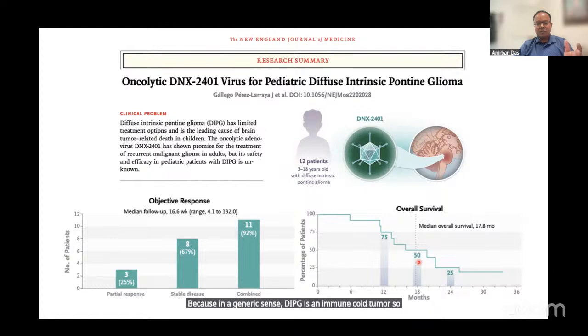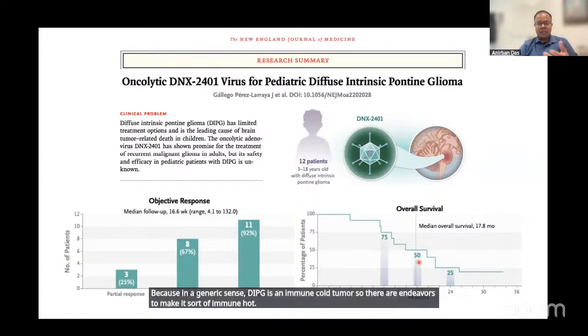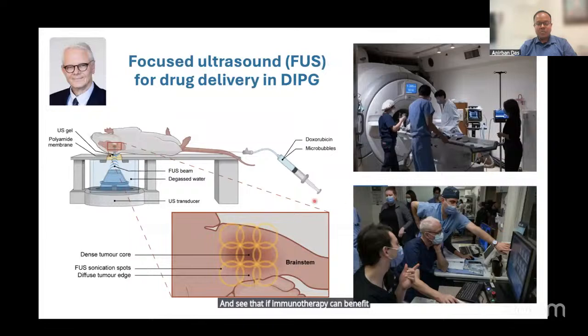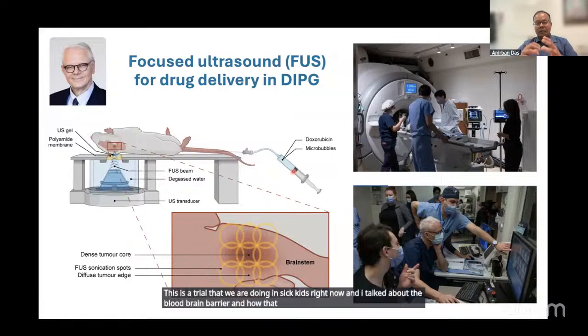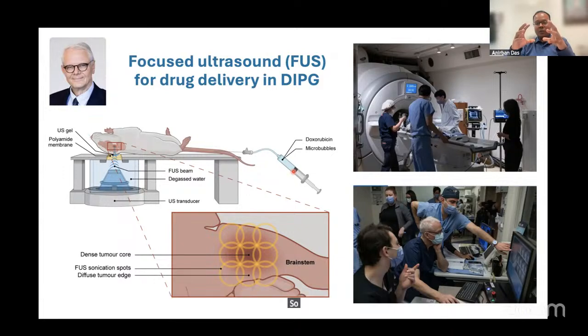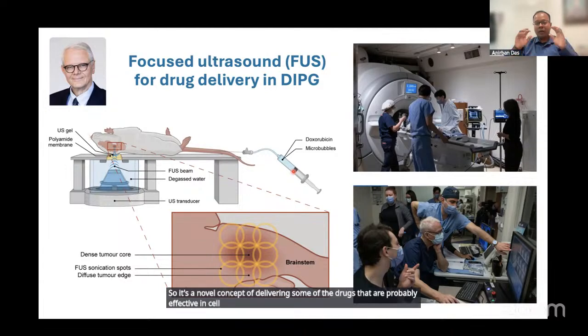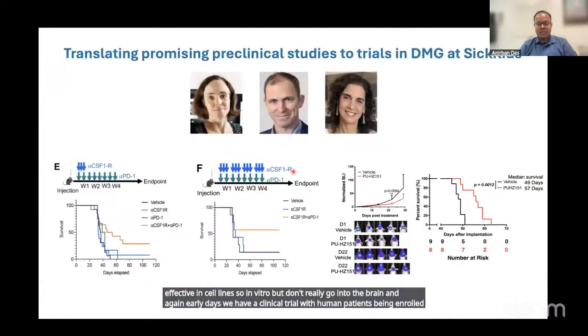So there are endeavors to make it sort of immune hot and see if immunotherapy can benefit some of these patients. This is a trial that we are doing at SickKids right now. And I talked about the blood-brain barrier and how that makes drug delivery difficult. Here it's a technology where people are using focused ultrasound to open the blood-brain barrier and allow drugs and molecules to go in. So it's a novel concept of delivering some of the drugs that are probably effective in cell lines, in vitro, but don't really go into the brain. And again, early days, we have a clinical trial with human patients being enrolled. So we'll see if that is successful or not.